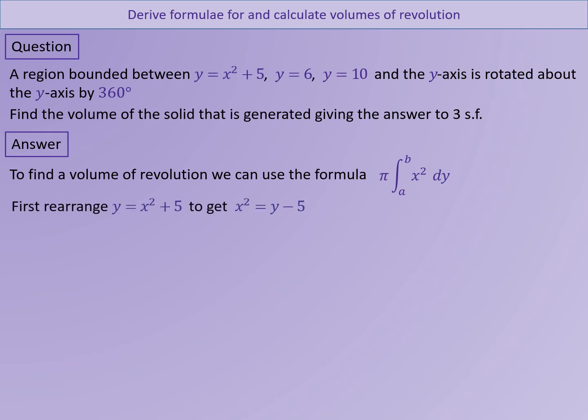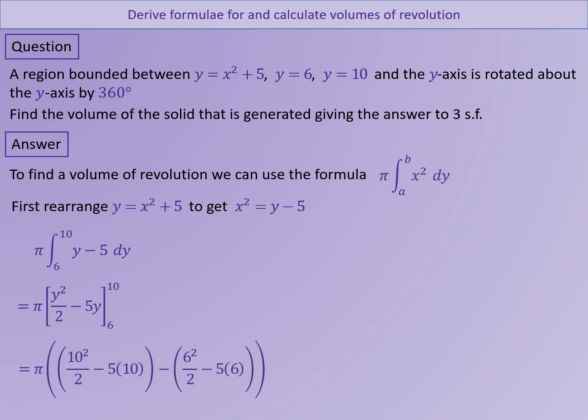First of all, we need to find an expression for x squared in terms of y. So we need to rearrange the formula for y equals x squared plus 5 to give us x squared equals y minus 5. That is going to be the function that will be integrated. We already have y values, we have 6 and 10, so they become the limits here. If we'd been given x values, we would have needed to substitute those into the function for y in order to get y values to put on the integral. We can now integrate with respect to y, which gives us, to three significant figures, 37.7.